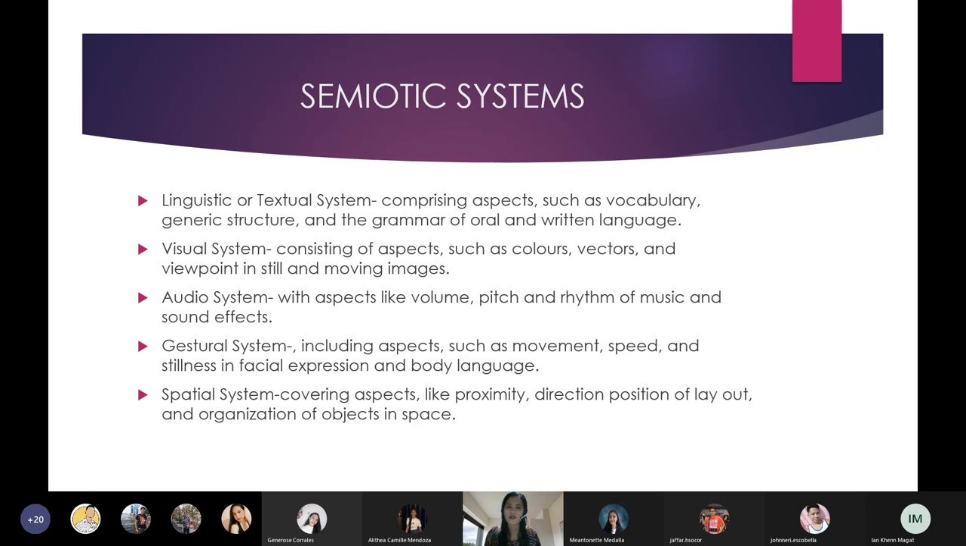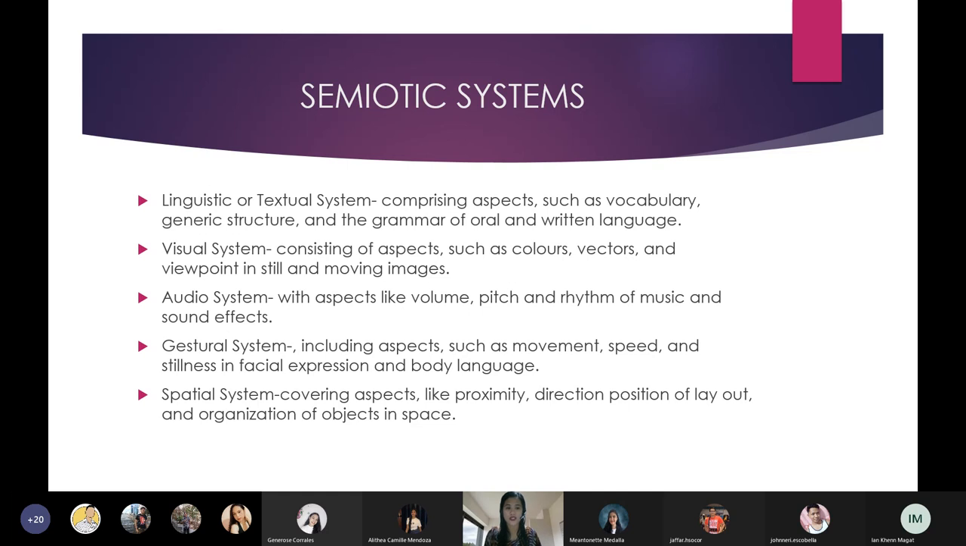And then, the third one is the audio system. Okay? With aspects like volume, pitch, rhythm of music, and sound effects. Now, let's say for example, I am your speaker this morning. And then, I explain the topic like this. Here are the different semiotic systems. Number one, linguistic or textual system.